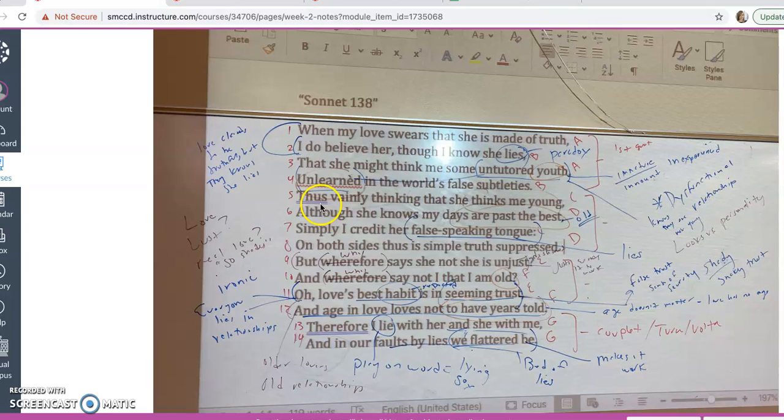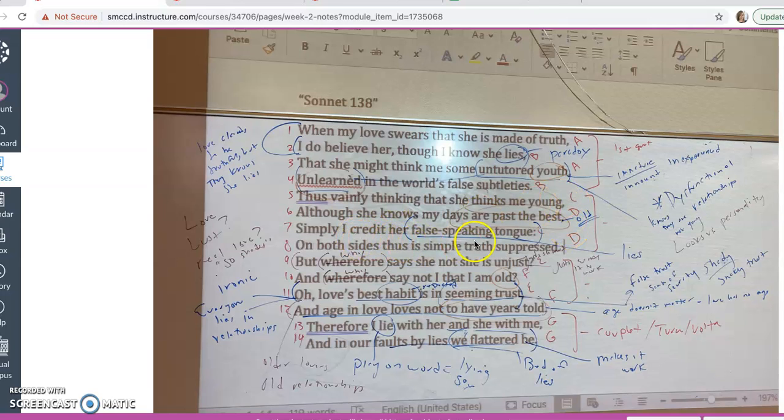And then it says, "Thus, vainly thinking that she thinks me young, although she knows my days are past the best." So here he's saying that he wants to be thought of as young, but she's aware that he's old. And maybe he's lying about his age. That could be one thing.